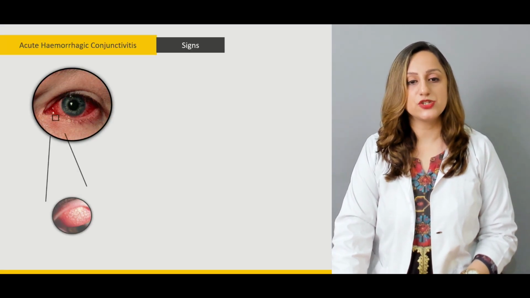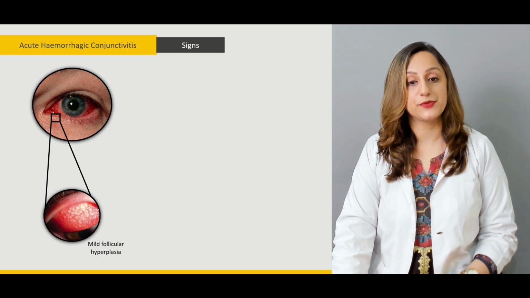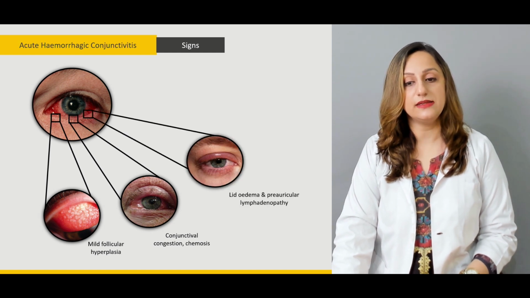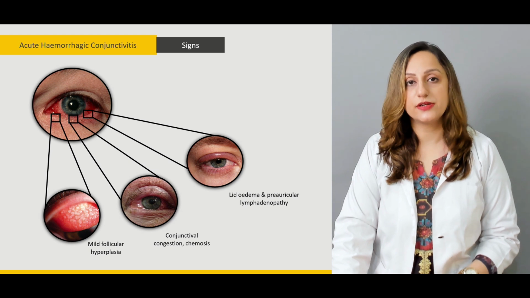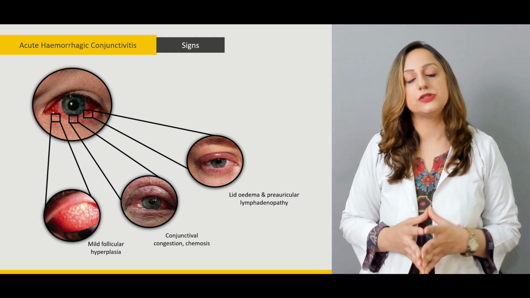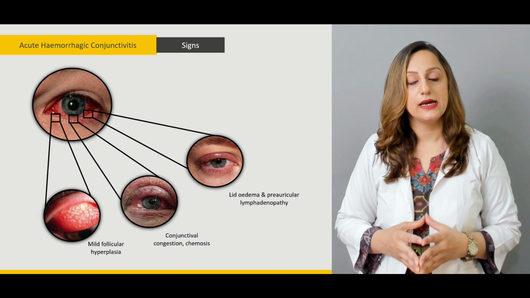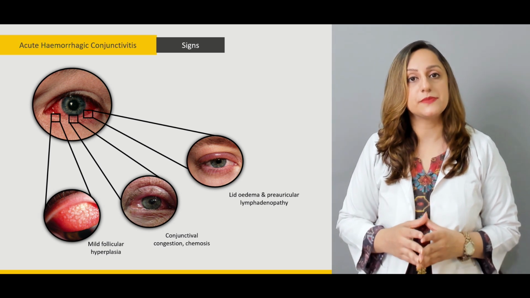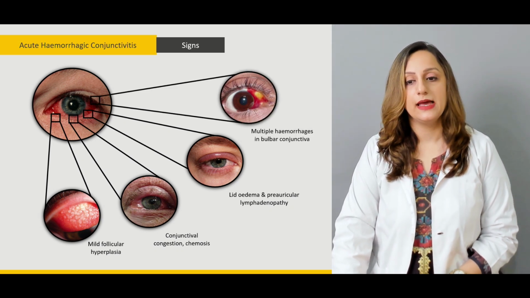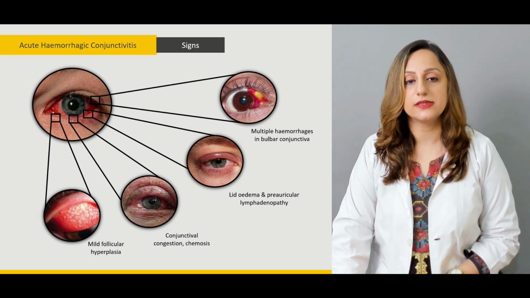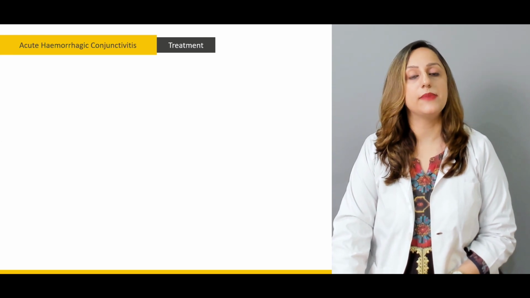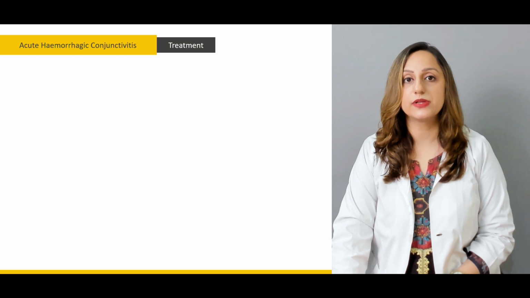The signs in such patients include mild follicular hyperplasia, and then conjunctival congestion or chemosis that is sometimes seen. Lid edema and preauricular lymphadenopathy are also observed on palpation, and on examination the lymphadenopathy is most prevalent preauricularly, and sometimes the submental and submandibular lymph nodes are involved. Multiple hemorrhages occur in the bulbar conjunctiva, most prevalently there rather than in the palpebral conjunctiva.